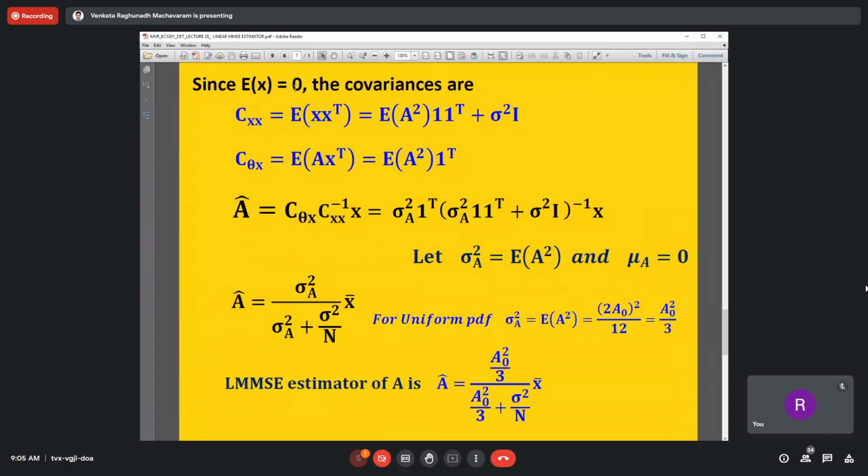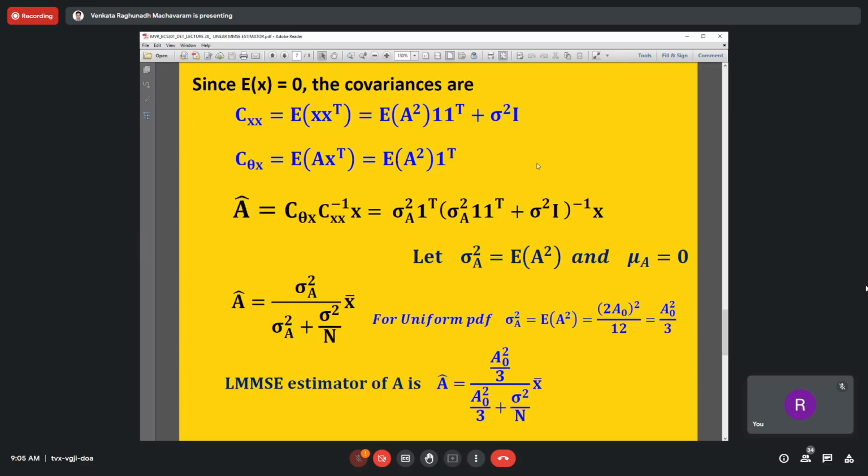Because the expectation of x is 0, what is the covariance definition? It is the covariance between x minus the expectation of x, and theta minus the expectation of theta. That is the covariance definition. So C of x is the expectation of (x minus E of x) multiplied with (x minus E of x) transpose. Since the means are zero, it is the expectation of x x transpose. So it leads to the expectation of (A plus wn) multiplied with (A plus wn) transpose.